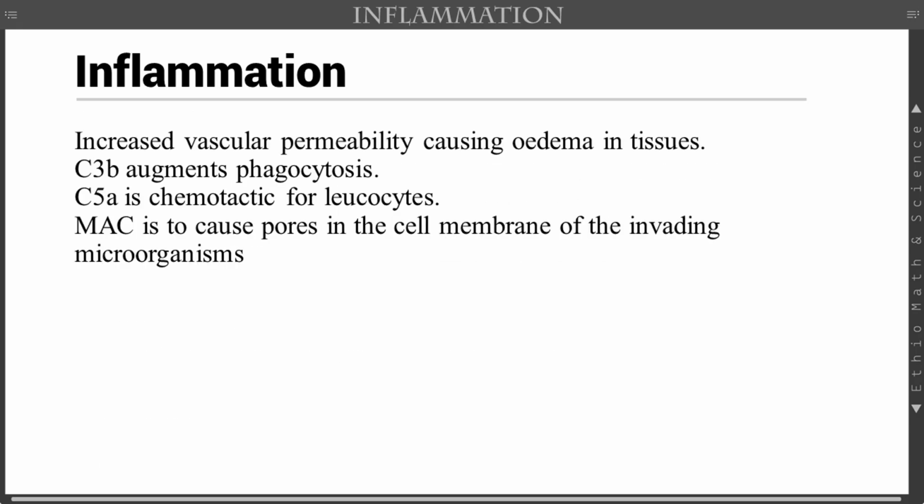Here are the outcomes you should associate with complement. Increased vascular permeability leads to tissue edema, the swelling you can see and feel. C3b coats microbes and enhances phagocytosis. C5a is a potent chemoattractant for leukocytes, pulling them to the battle. And the MAC, that pore-forming complex, punches holes in microbial cell membranes to help kill them.